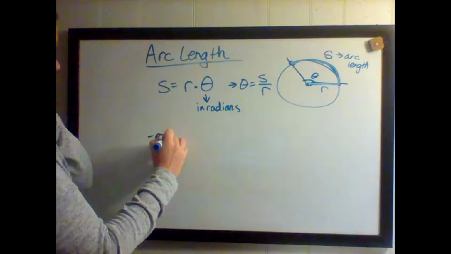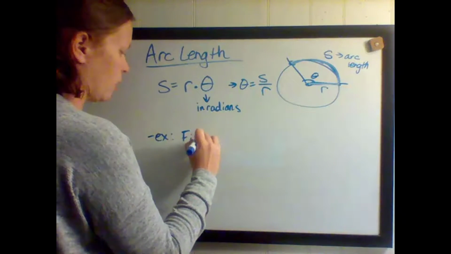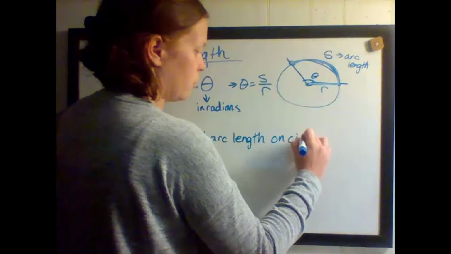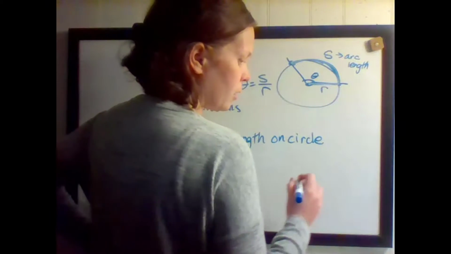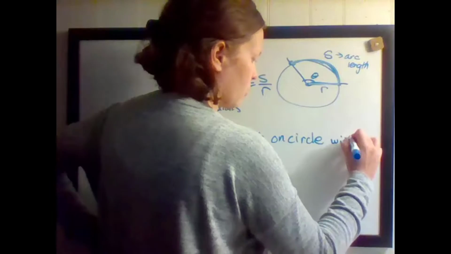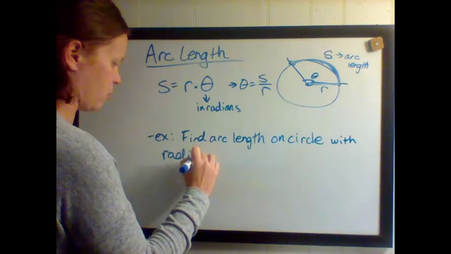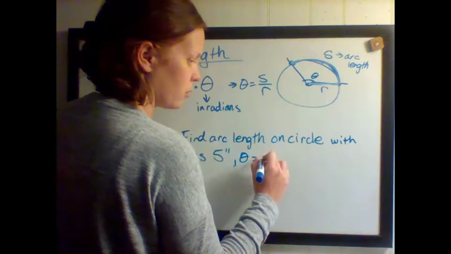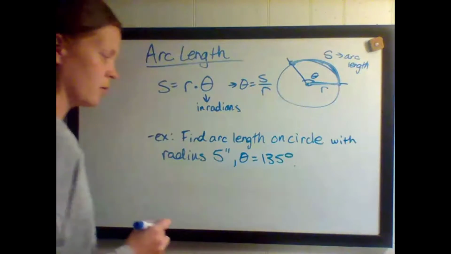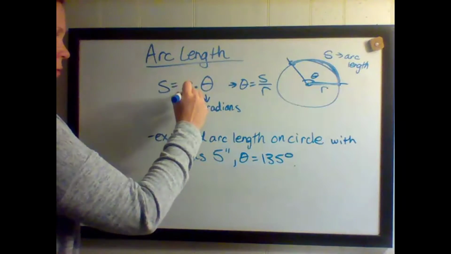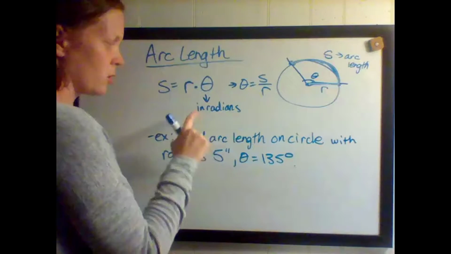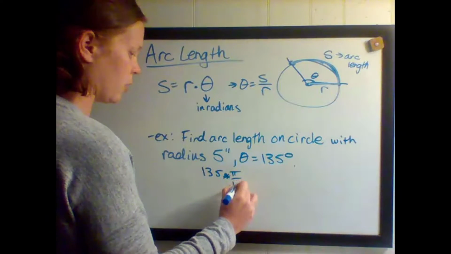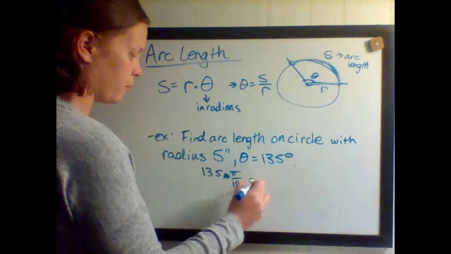So let's say, for example, I want to find the arc length on a circle with a radius of 5 inches, and the angle is 135 degrees. Okay, so I've got radius is 5. The angle is 135 degrees, but remember I said it needs to be in radians. So let's first convert this to radians. So times pi over 180.